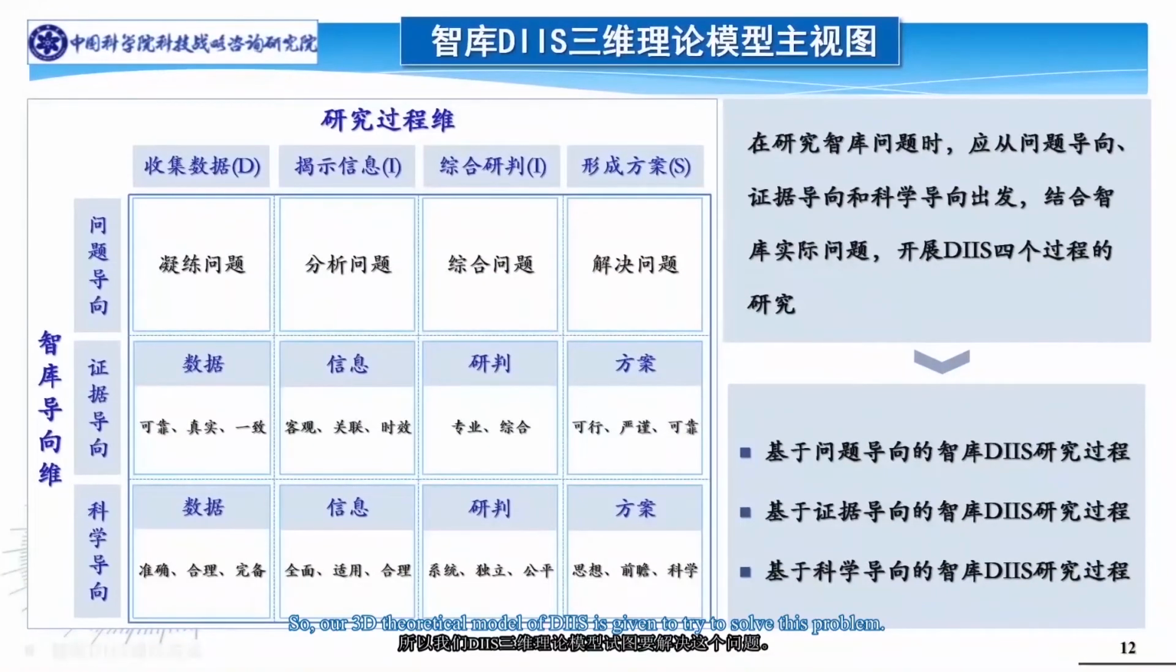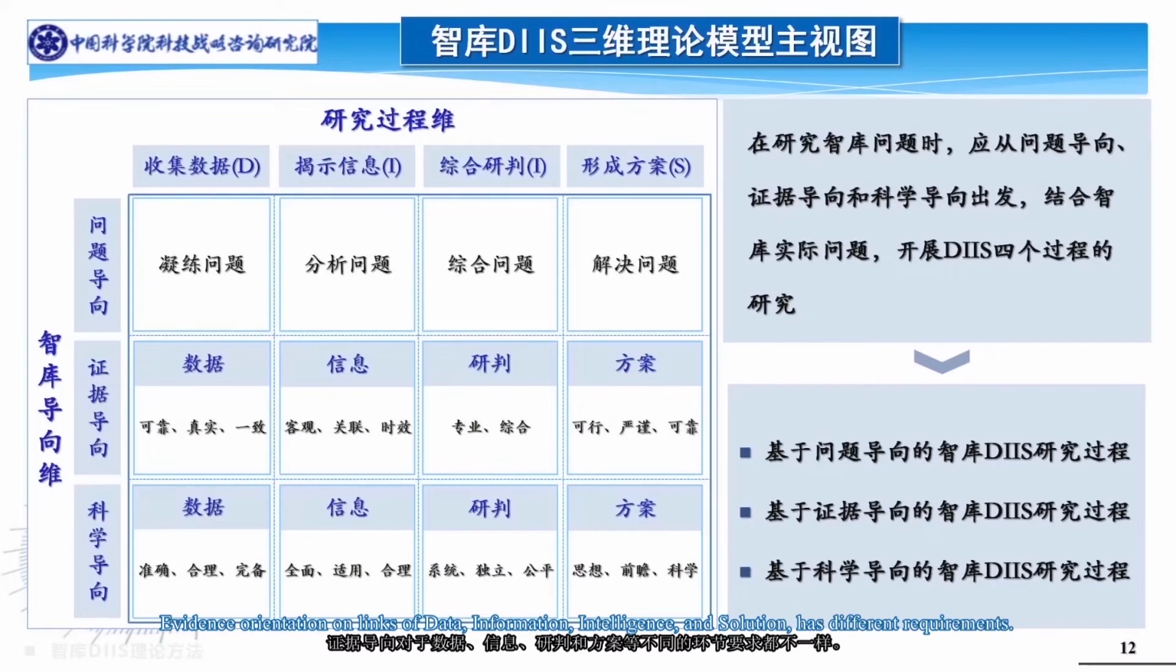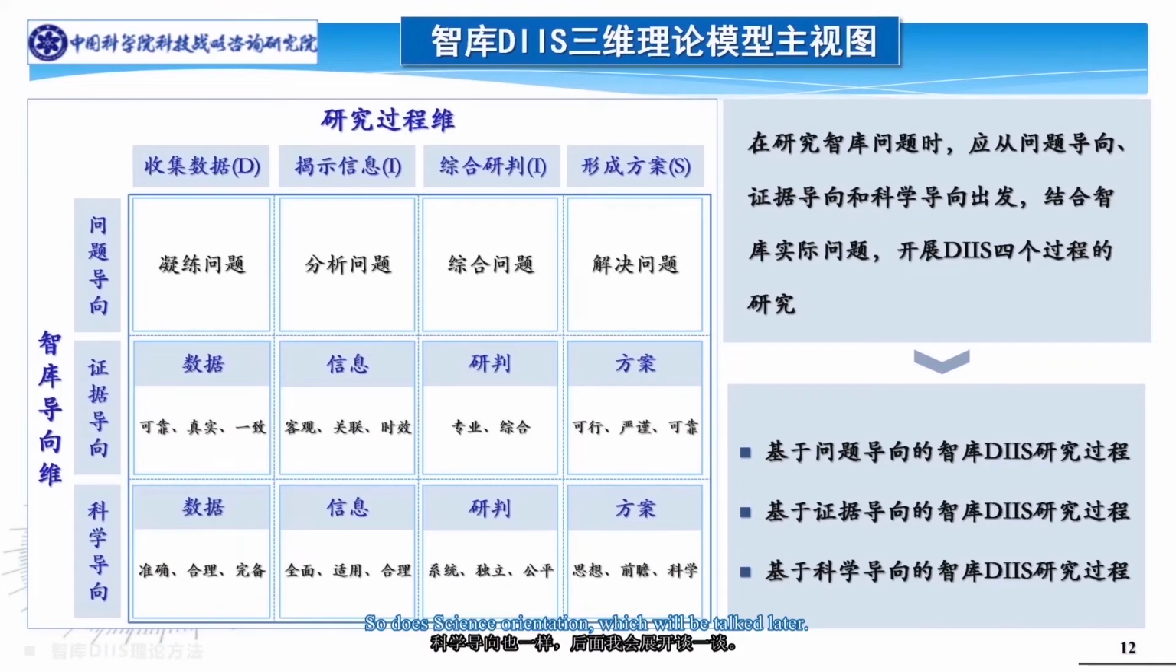So our 3D theoretical model of DIIS is given to try to solve this problem. For example, let's combine think tank orientation and research process. Then facing think tank problems, we should start from the 3 orientations and focus on real problems to go through 4 research processes. Problem-oriented think tank research includes problem refining, analysis, integration, and solving. Evidence orientation on links of data, information, intelligence, and solution has different requirements. So does science orientation, which will be talked about later.